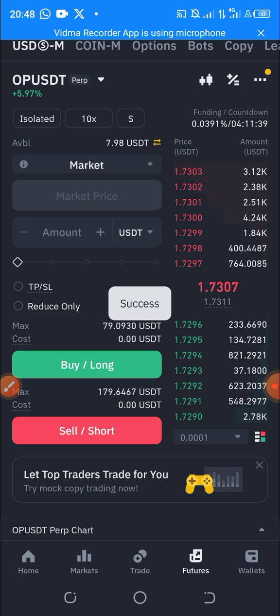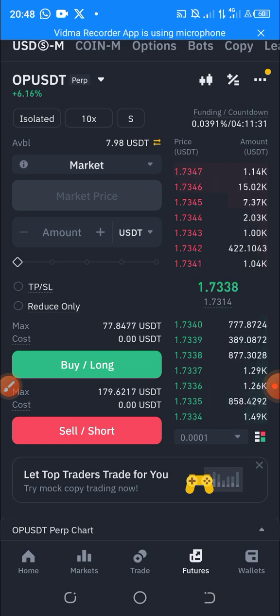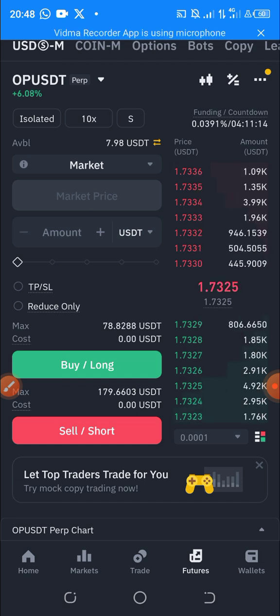Now what this means is that if this OP increases by 10%, my profit will also increase by 10% times 10, based on the margin I'm using, 10x. If OP increases by 5%, my profit will be 5% times 10, that's 50%. And in the same way, if OP decreases by 5%, my losses will also be multiplied by 10. So it's a two-edged sword.